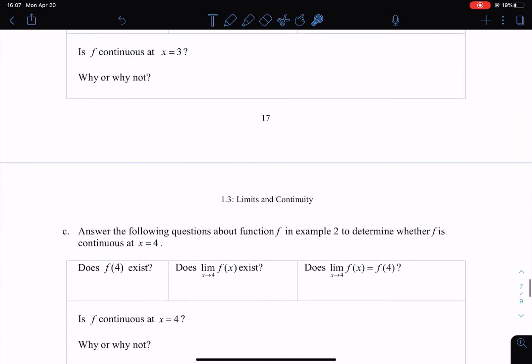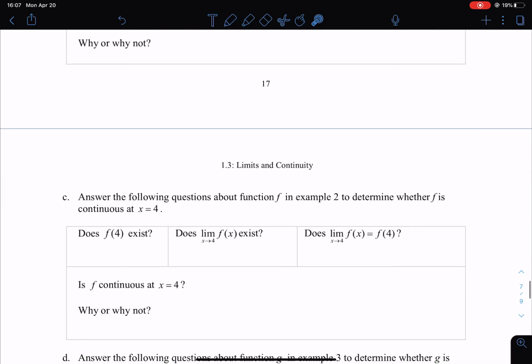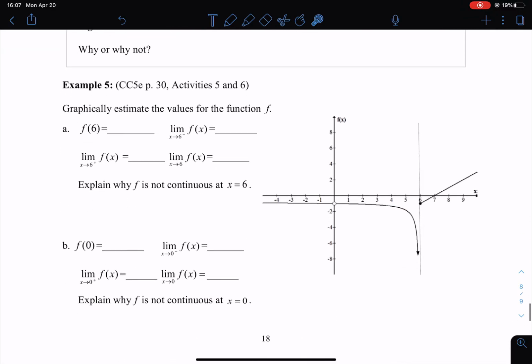Example 5. So let's try to do example 5. Graphically estimate the function value for the function f. f of 6 is right here. When you try to draw this one, you can see we have only one intersection, that is right here. So f of 6 is just minus 1/2.